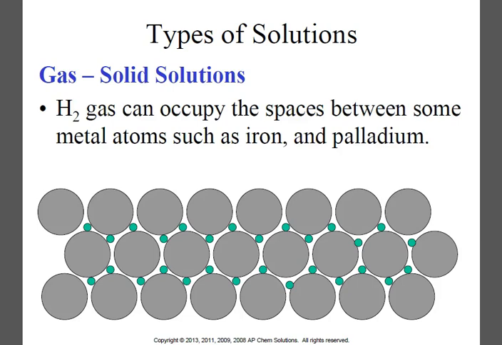All right, some other types of solutions are gas in a solid. Small gases like hydrogen can actually occupy the space between metal atoms. So for example, hydrogen can get into the spaces between iron atoms or palladium atoms. And you see that in the image there. Notice the distinct difference in the size of your metal atoms versus your hydrogen atom. So hydrogen can actually occupy the spaces between. That's a gas-solid solution.